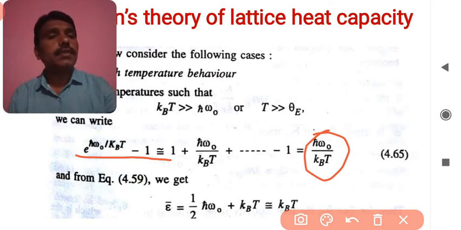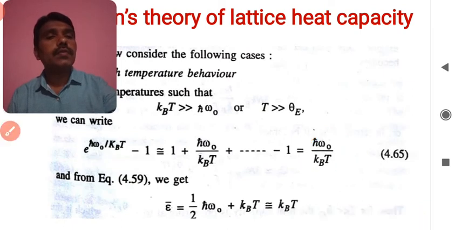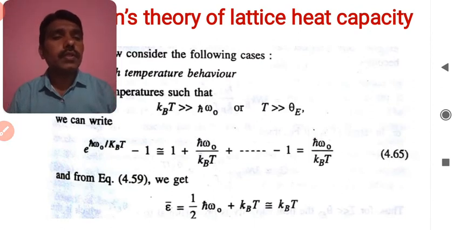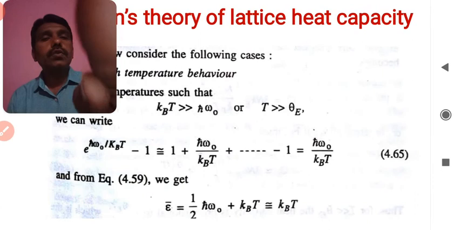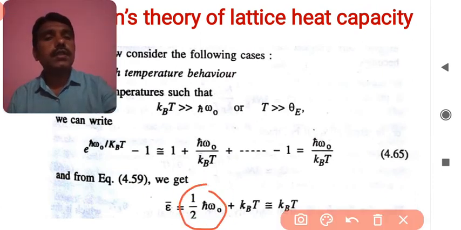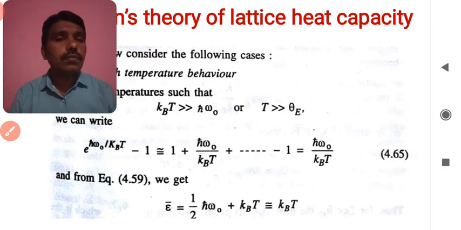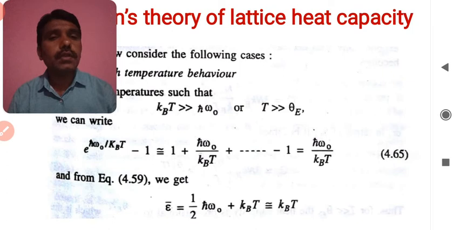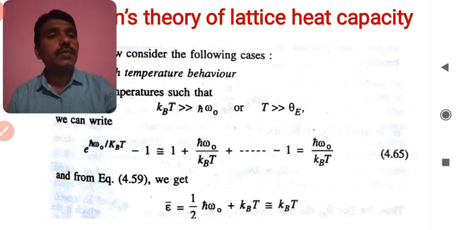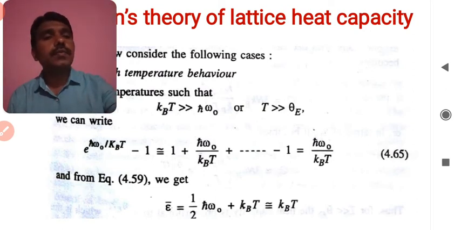Now in this case, if we put up this value, the average energy in that case will be coming to be half h cross omega 0 plus kbt, and that is nothing but the zero point energy. If we consider it, actually the value will be kbt. So whatever the values are, the average value epsilon bar is going to have the relationship like this.